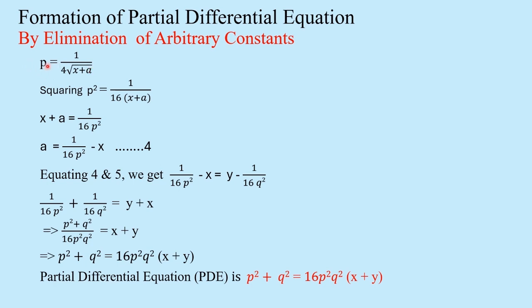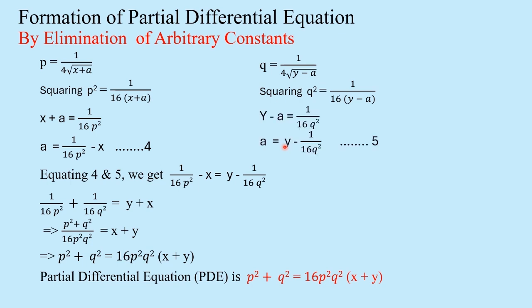Now we know p is equal to this. Now squaring on both sides we get this. Now x plus a is equal to this and a will be equal to this. So we'll call this equation 4. Similarly for q, squaring on both sides, then bringing y minus a to this side, and a is equal to this. This equation we call 5.